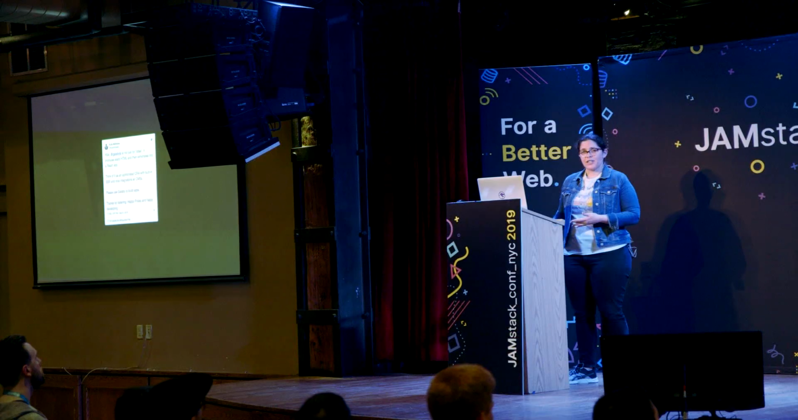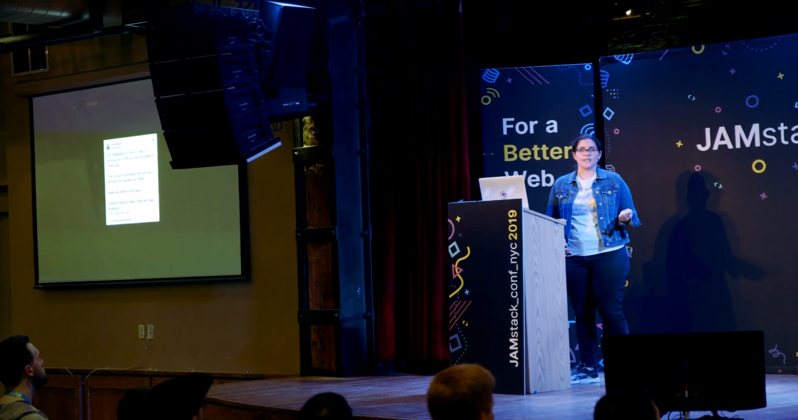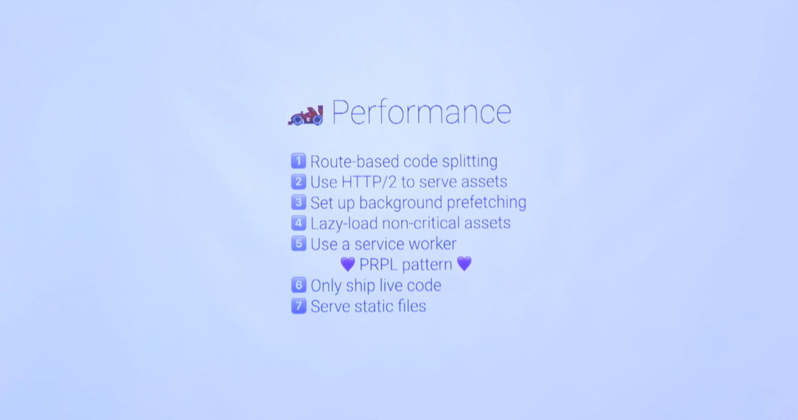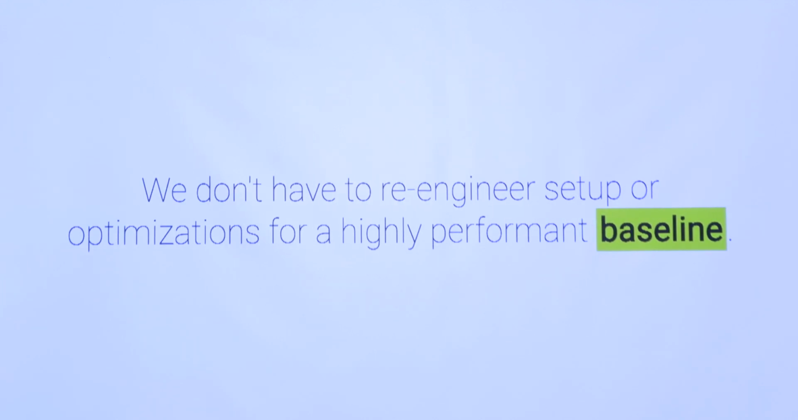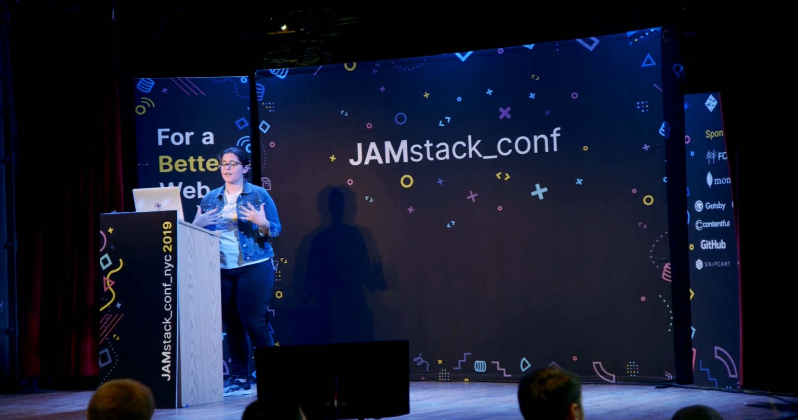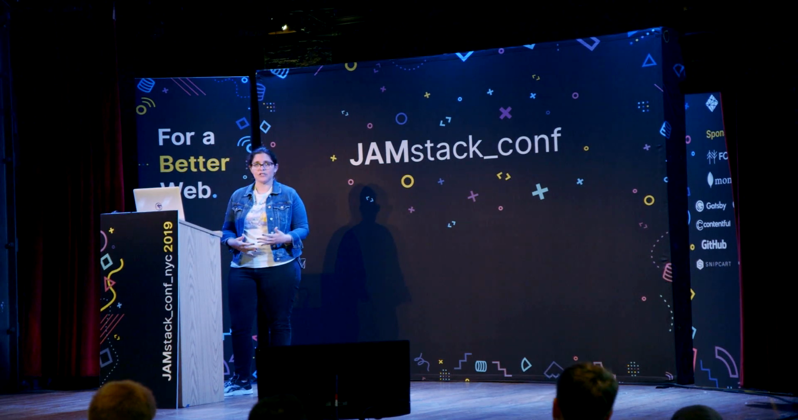So you get fast subsequent page loads and all of the benefits of single-page apps on top of a really fast initial static render. So I've talked about some of the main approaches Gatsby takes to baking in performance, and it's basically in service of this idea that we don't have to re-engineer setup or optimizations for a highly performant baseline. We don't have to fully reinvent our own recipes from scratch every time.